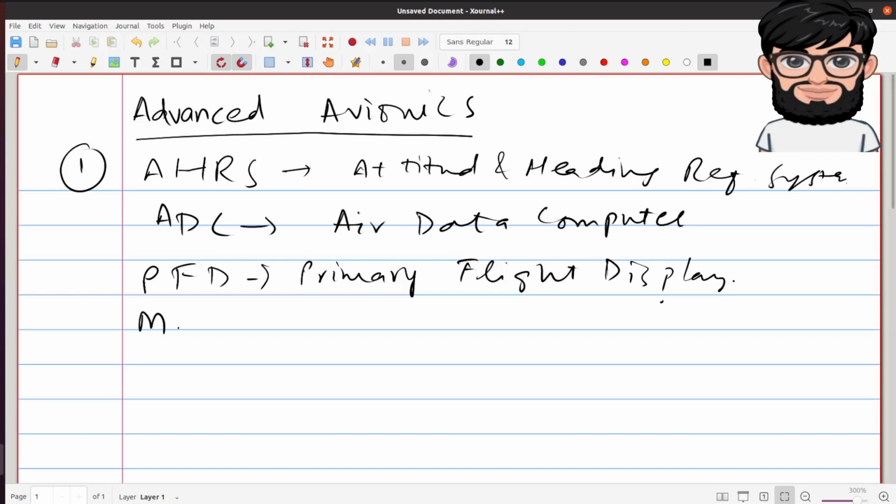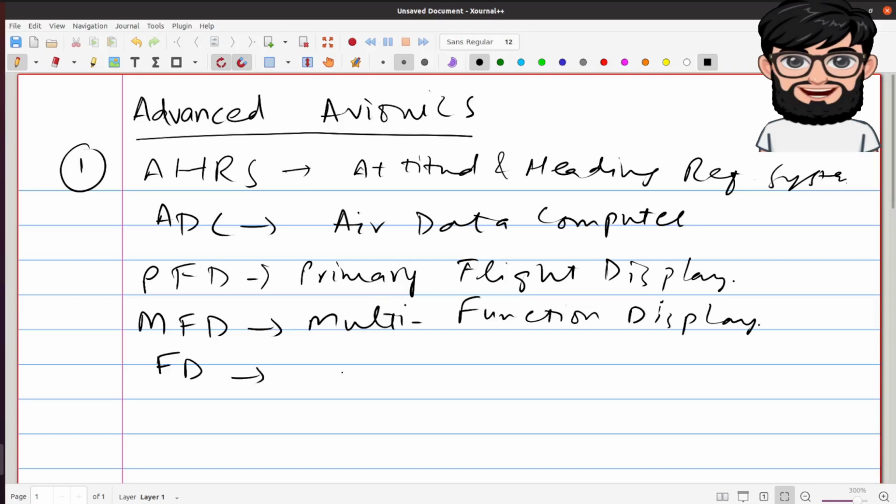Then we've got the MFD, which is multifunction display. So a cockpit display capable of presenting information which is navigation data, moving maps, terrain awareness, and pilots can actually configure them. Then we have FD, which stands for flight director.